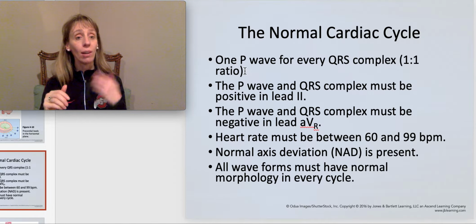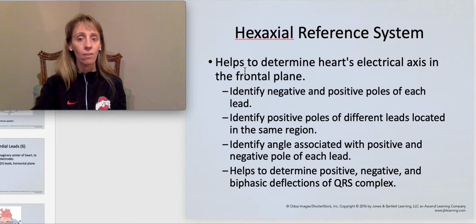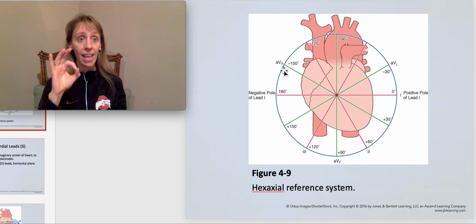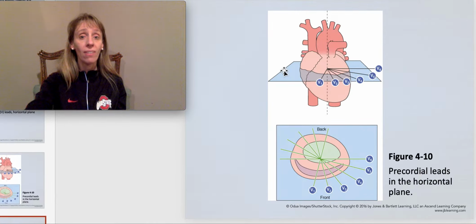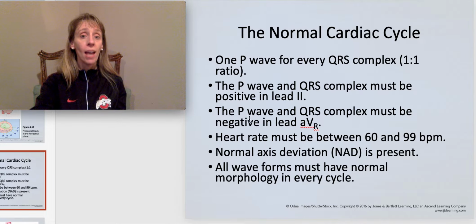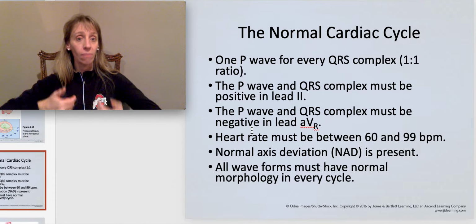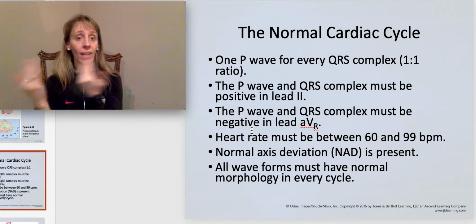Then we want to look at that goofy AVR. Remember AVR, if I go back to the hexaxial system, AVR is up this way. If it's a normal, healthy heart, the AVR is always going to be inverted and negative. So on this bullet, I say the P wave and the QRS should be negative, inverted, right? They should be going below the isoelectric line. That is fine, right? So in lead 2, they need to be positive, and in AVR, they need to be negative.